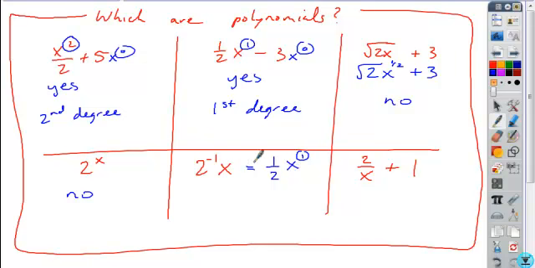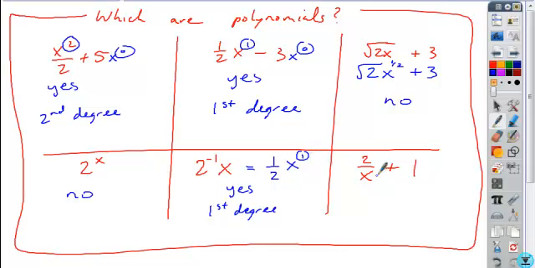So is this a polynomial? Yeah, the 1/2 is just a coefficient. And what would the degree be for this polynomial? It's the highest power. There's only one power here, 1, first degree.